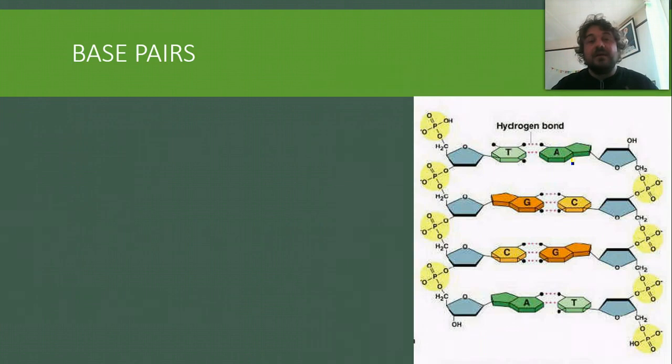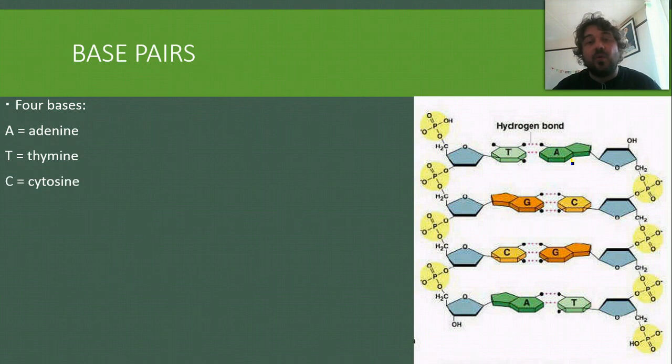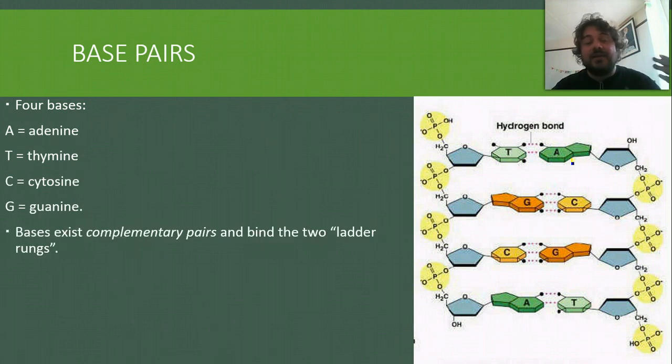So, let's look at our base pairs. As we said, there are four bases. There is adenine, cytosine, thymine, and guanine. They are complementary. What that means is that the T and the A, see, this is called hydrogen bonding. That's how they join and hold together. That one can only join up with that, and the C can only join up with a G.